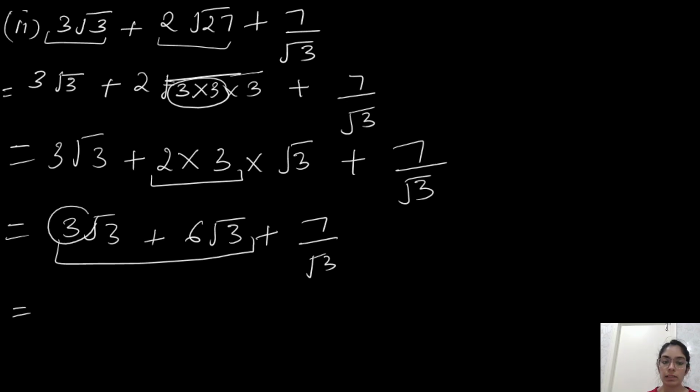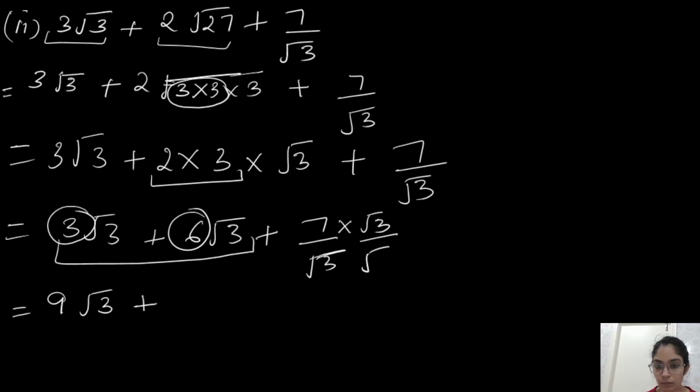So numbers we will add 3 and 6. So 3 plus 6 is 9. Along with that root 3 we can write plus 7 by root 3. See, whenever we have an irrational number, square root of 3, whenever we have this type of numbers in the denominator, what can we do? We can multiply and divide with the same number which is there. So this is known as rationalization. As we go further, rationalization in detail I will explain.